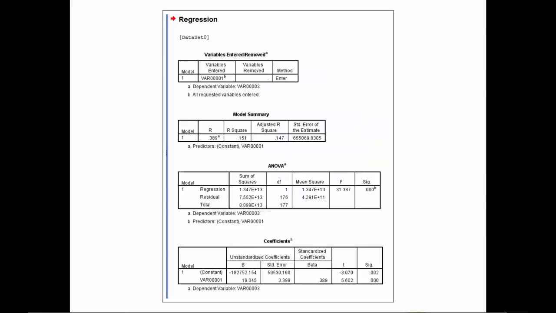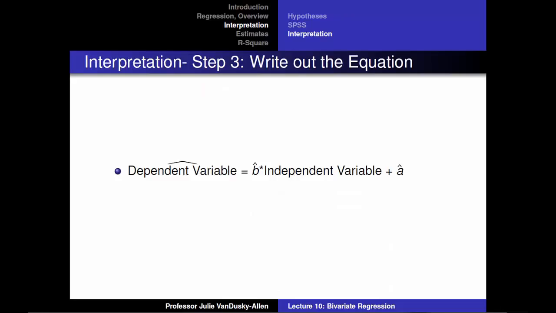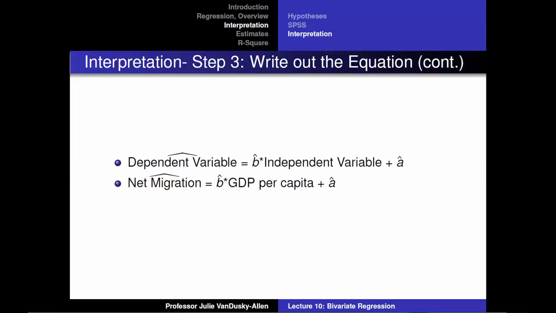This is what a regression output from SPSS looks like. The third step is interpreting these results. The first step in interpretation is writing out your regression equation. The equation is the dependent variable hat equals b hat times the independent variable plus a hat. We know that our dependent variable is net migration, and our independent variable is GDP per capita. So we can just insert that information here.